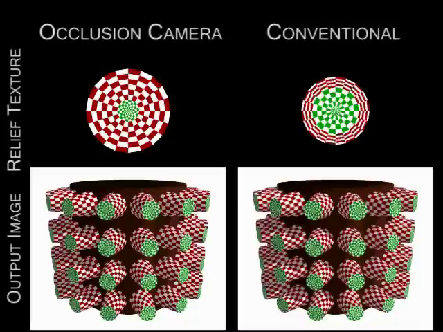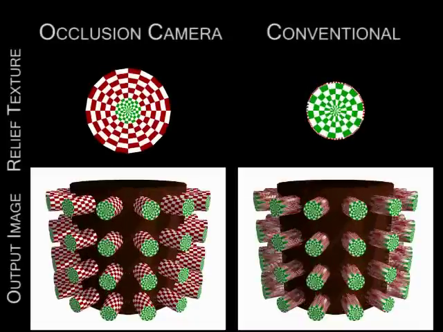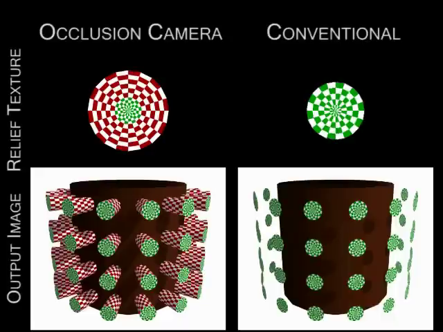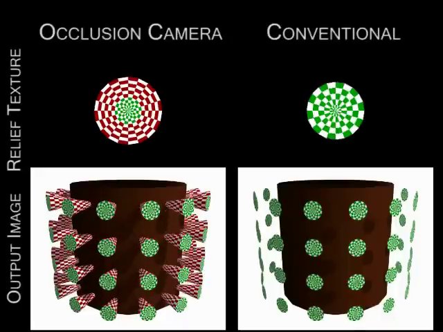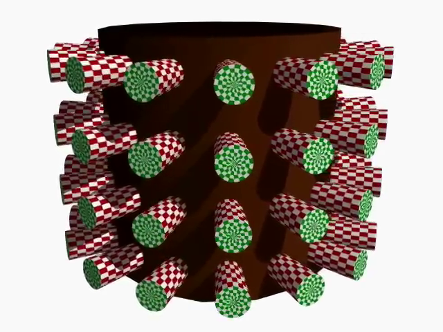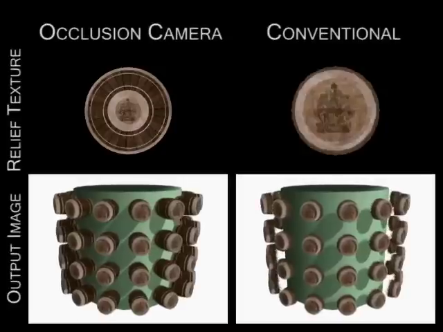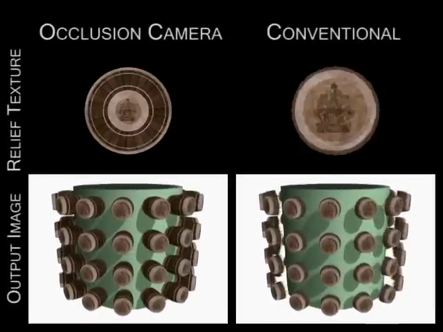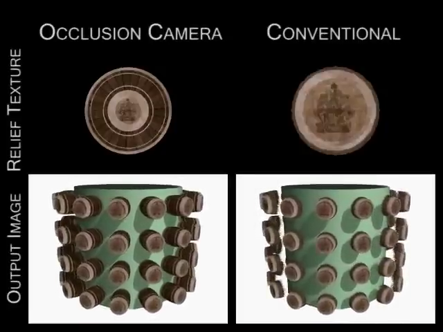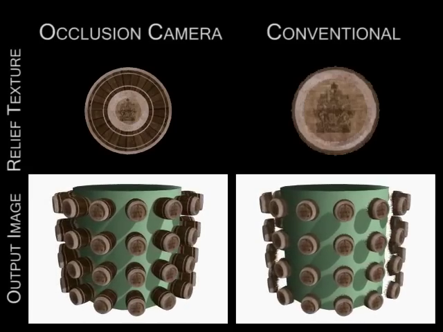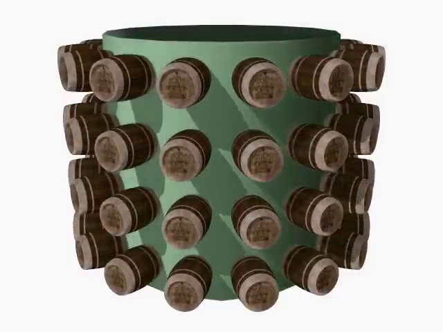We propose to use a single-layer non-pinhole relief texture acquired with an occlusion camera that overcomes the limitation of orthographic sampling. In this example, an occlusion relief texture captures the sides of the barrel well. Like in the case of conventional relief texture mapping, the added surface relief correctly casts and receives shadows.